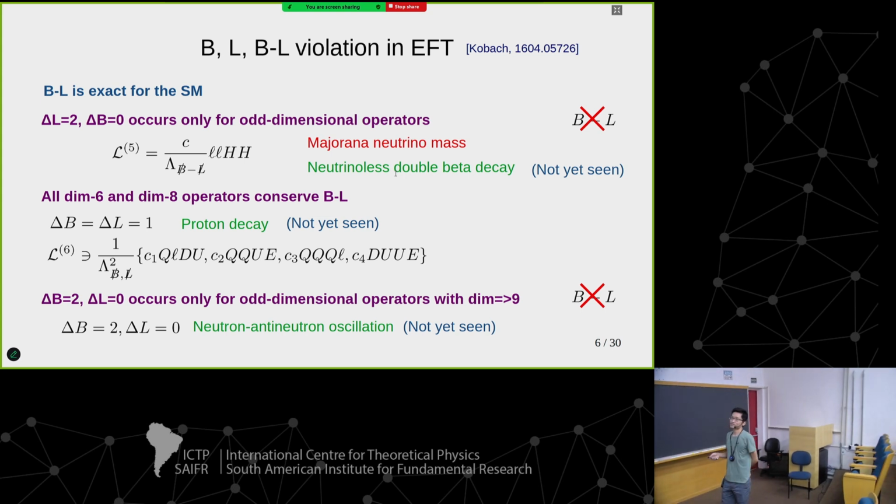In dimension 10, you have the dimension 5 squared. That violates B minus L and is dimension 10. Yes, this is an example, but in general, I don't know.